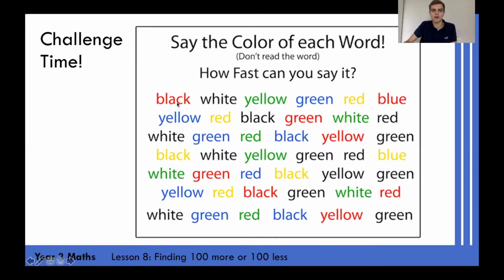So the first bit would be red, black, green, blue, yellow, red. Okay, can you see? So I'm not reading the words, I'm saying what colour the word is. So have a go at that, pause the video and have a go. See how quickly you can do it, how far can you get? And challenge yourself, maybe challenge your grown-ups or someone that you've got around you as well.